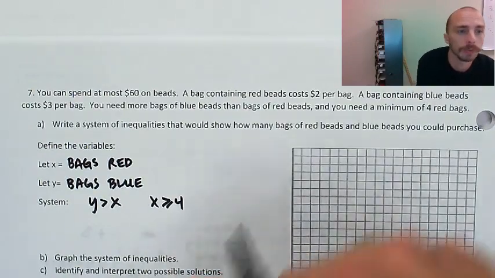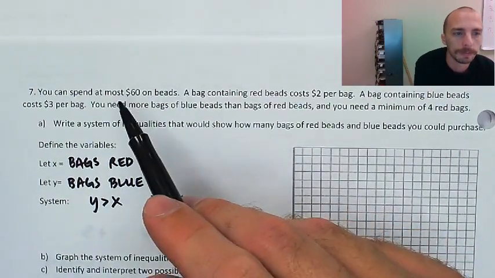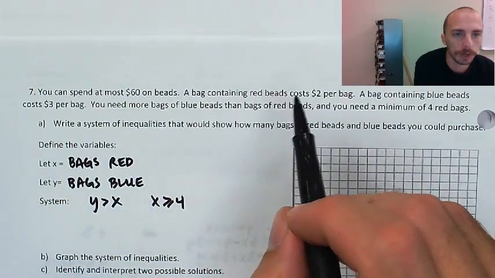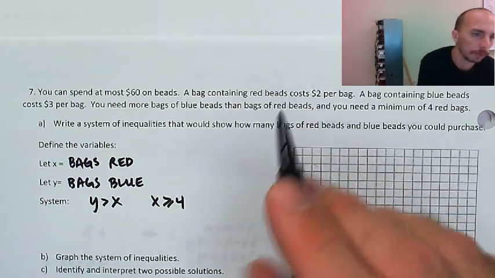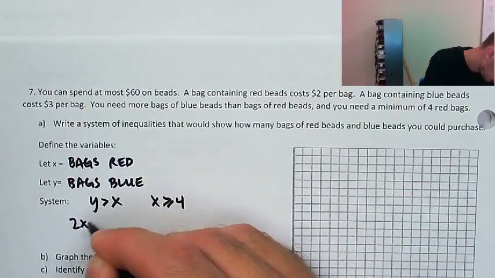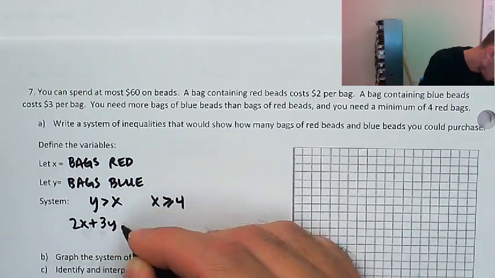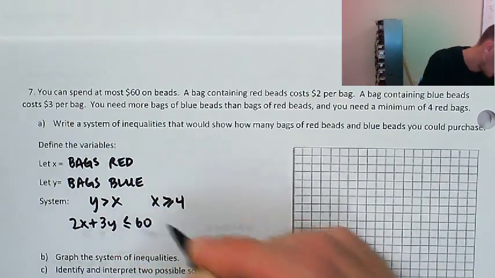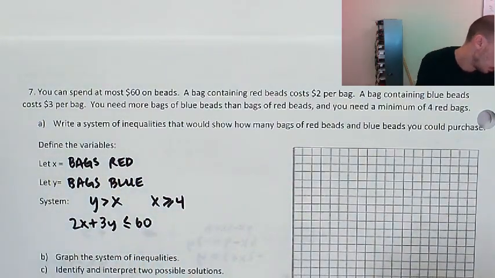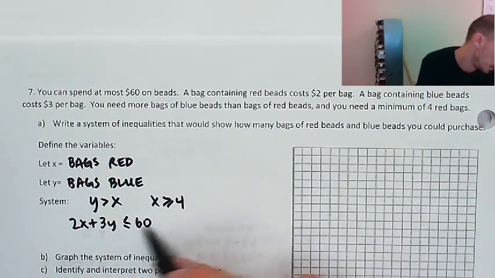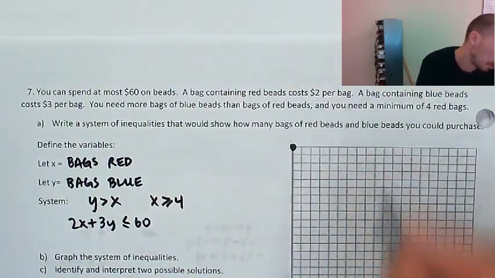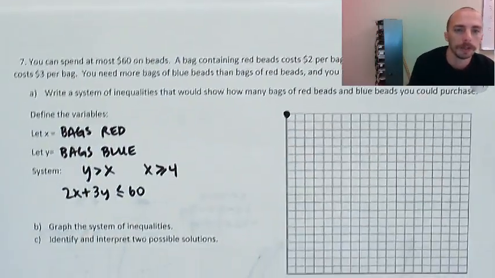Minimum means we could have 4. That would be fine. And I can spend at most $60 on beads, where 2 times the number of reds plus 3 times the number of Ys needs to be less than or equal to 60. All right, so I know that means that the y-intercept of this line is going to be 3y equals 60, y equals 20. This is a 20 by 20 grid. I know that's up at the top.